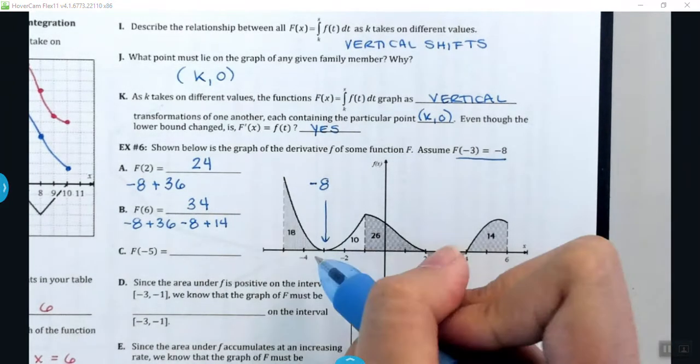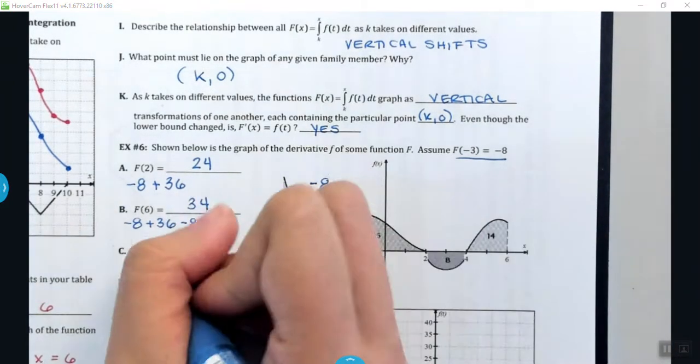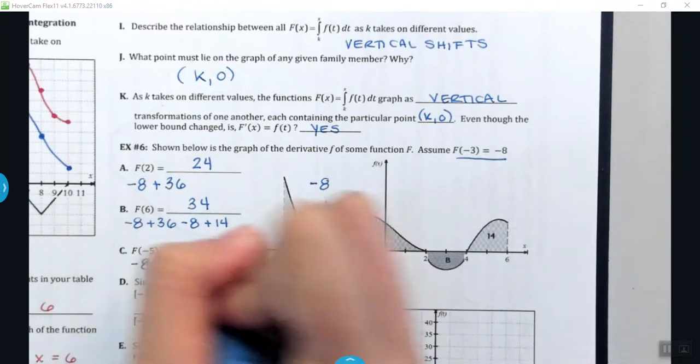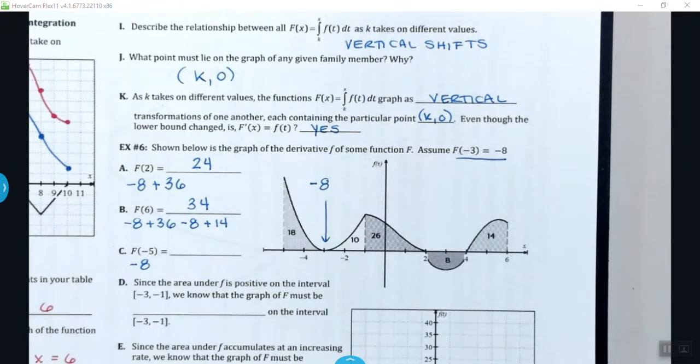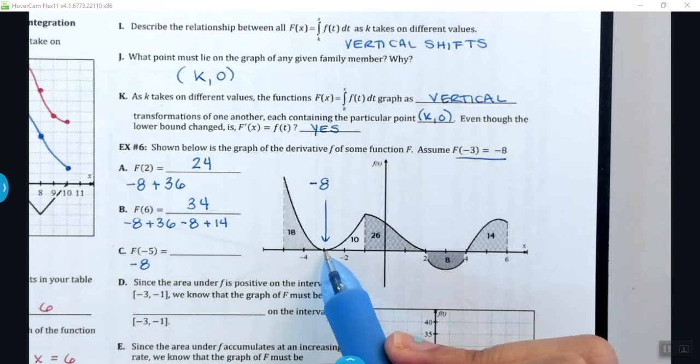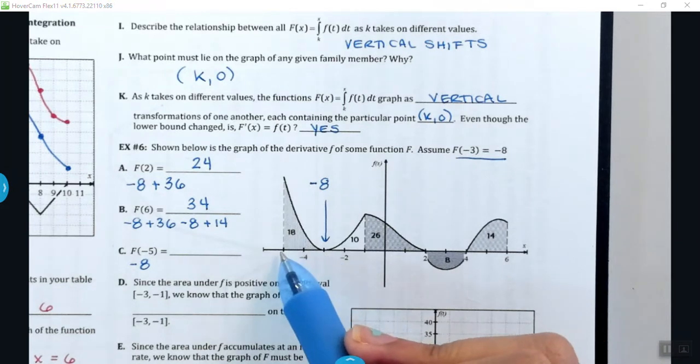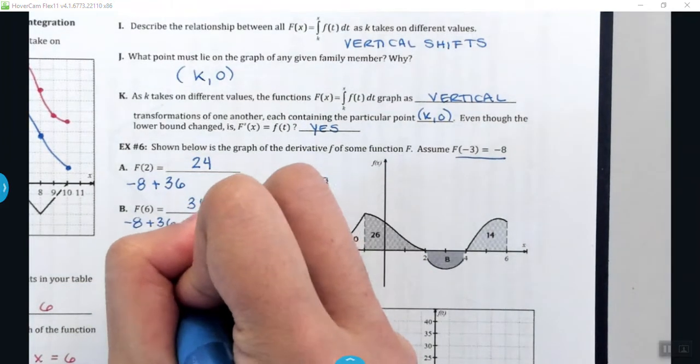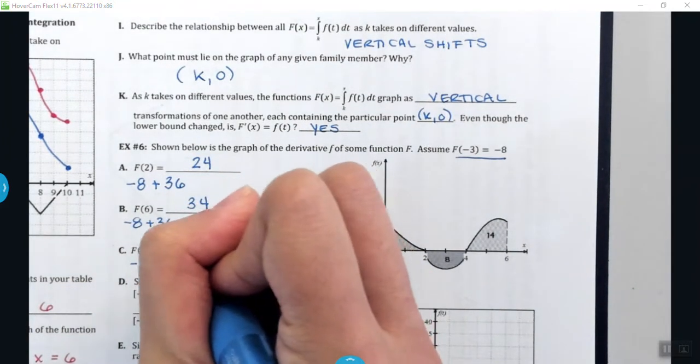F of -5 means I go backwards, so what should I do to the -8? Add 18 or subtract 18? Which one? If I'm going from -8 at -3 to -5, yeah, we subtract 18. So we get -26.